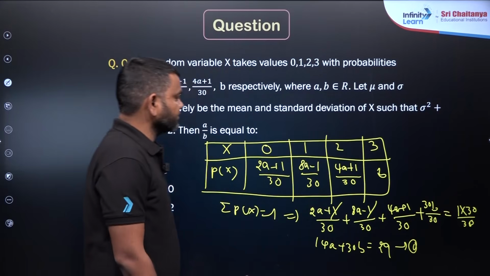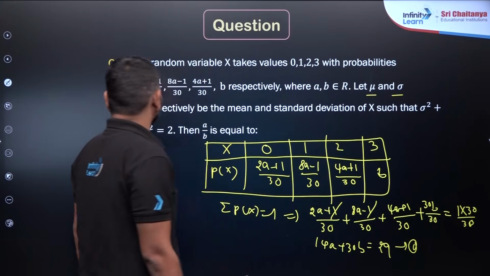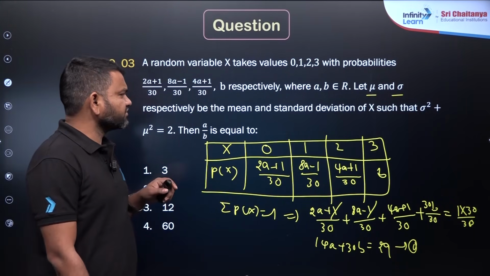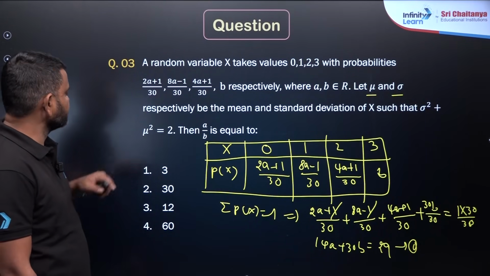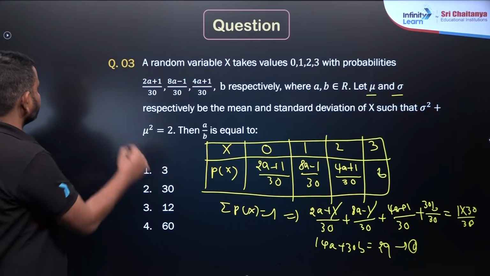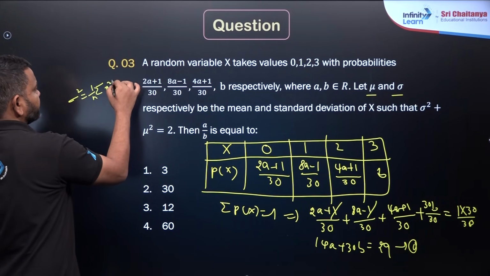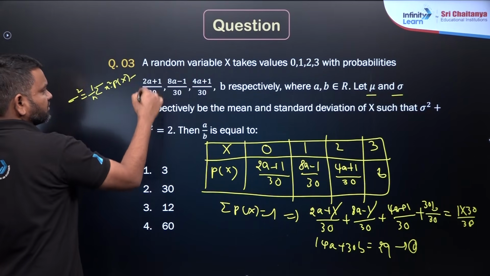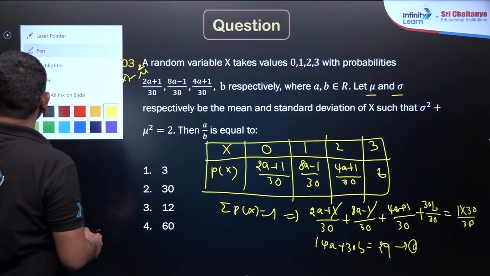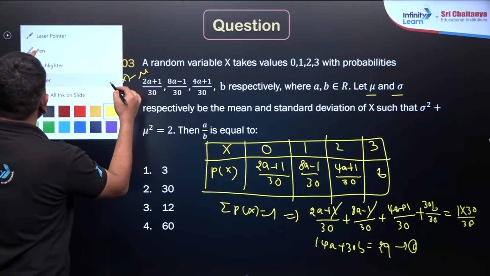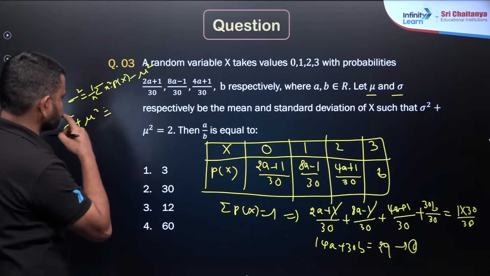So this is one equation you have, and another equation they gave here is that mu and sigma are the mean and standard deviation of this. So variance, sigma square, plus mu square is equal to 2 is what they have given. I know the formula, sigma square is equal to 1 by n into the sum of x square into p of x, minus mu square. Now sigma square plus mu square they have given us as equal to 2.